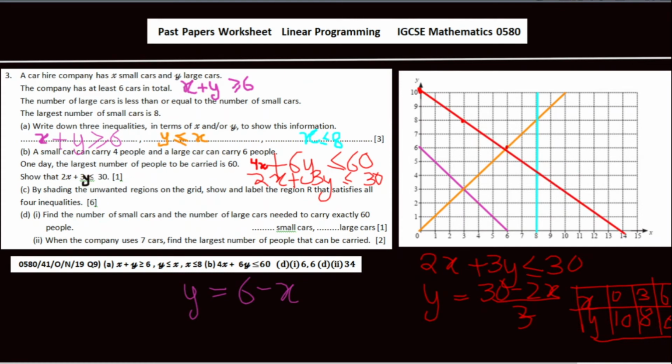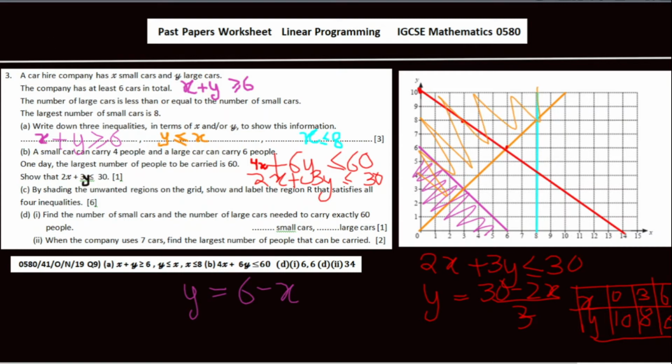Now let's discard the unwanted region. The first line is greater than or equal to 6. That means the region above it is the required region, the region below is the rejected region. Here we have less than or equal to x, which means the region below the orange line is the required region, the region above it is the rejected region.